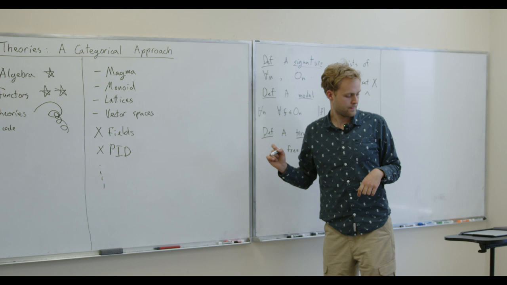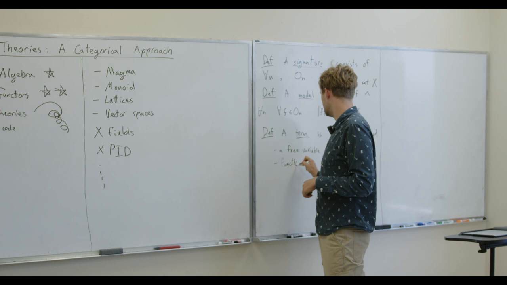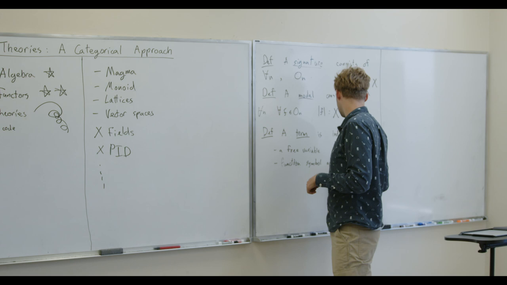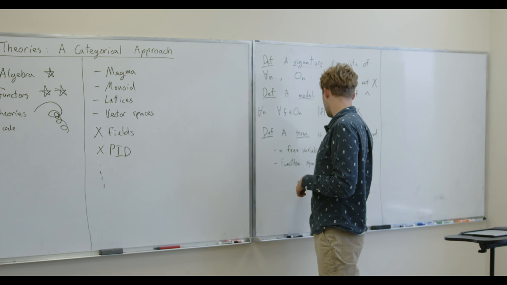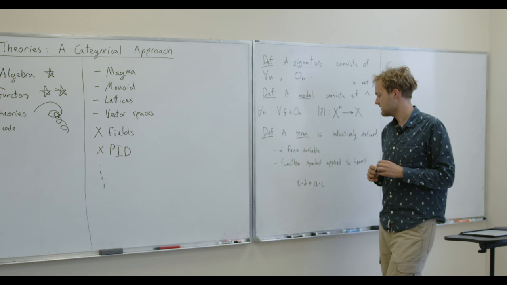It's either a free variable or it's a function symbol applied to terms. So for instance, if we're working in the theory of rings, you could have like A times B plus A times C. That would be a term in the theory of rings.